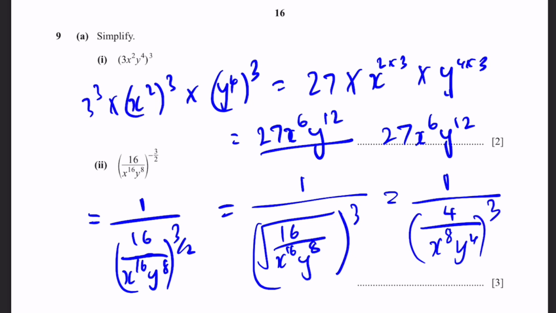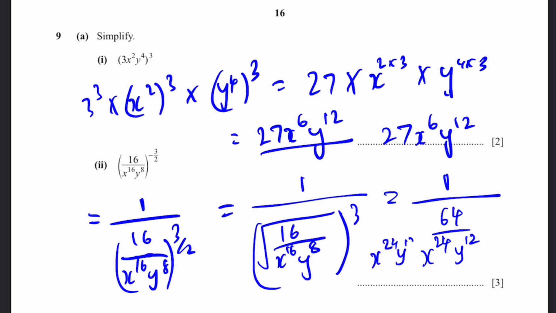This whole thing cubed. Now you can write that as 1 by 64, which is 4 cubed, divided by x to the power of 24 times y to the power of 12. And that will be, flip the fraction, x to the power of 24, y to the power of 12, divided by 64. This is the answer over here. Let's go to part B.